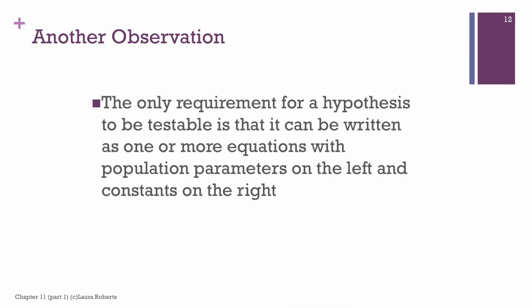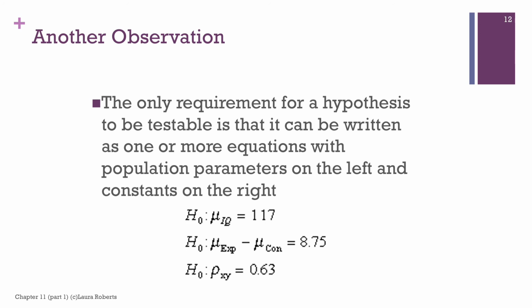The only requirement for a hypothesis to be testable is that it can be written as one or more equations with population parameters on the left and constants on the right. So here we have a null hypothesis that the mean IQ equals 117. A null hypothesis could be the mean of the experimental group minus the mean of the control group equals 8.75. Another null hypothesis could be the correlation between X and Y equals 0.63.